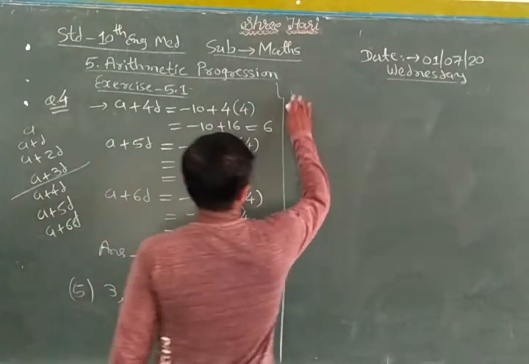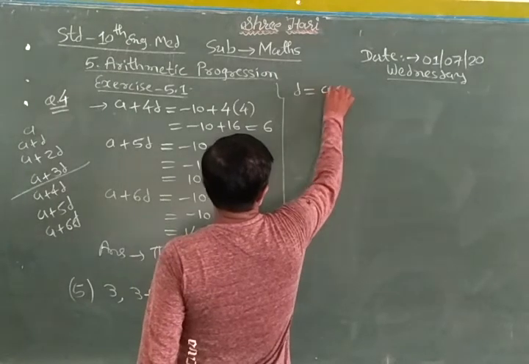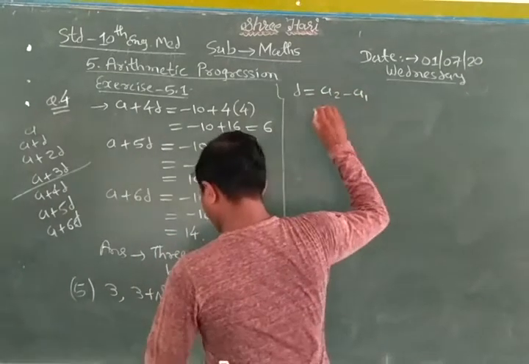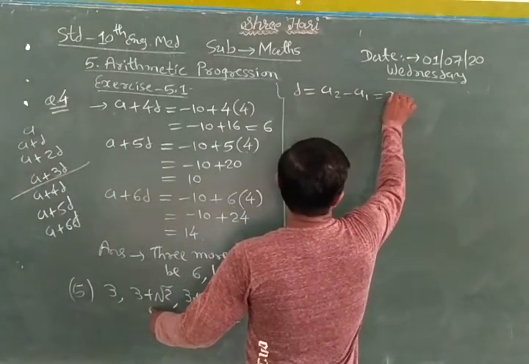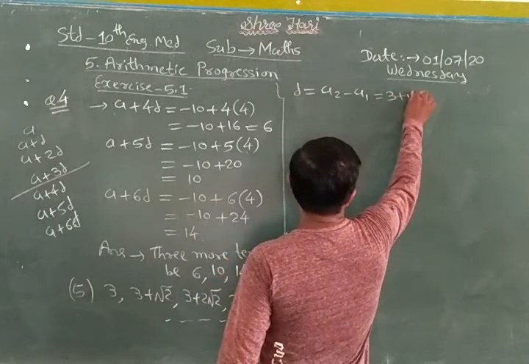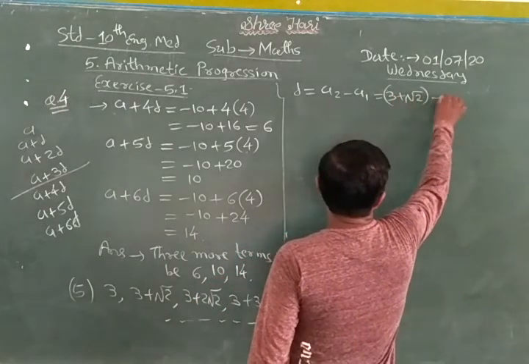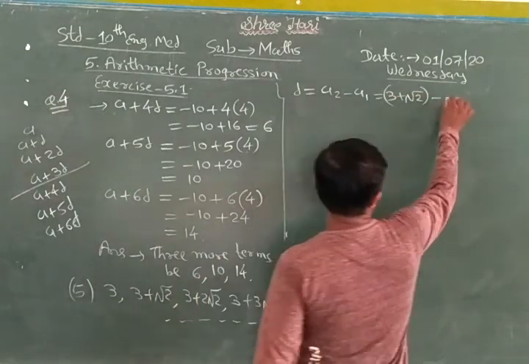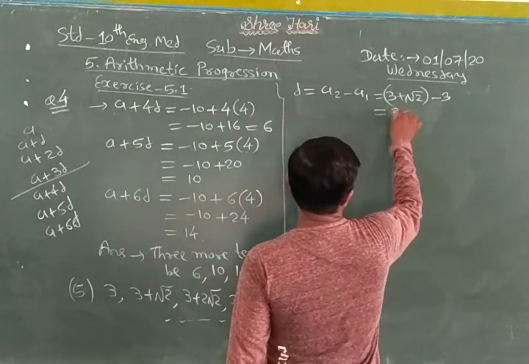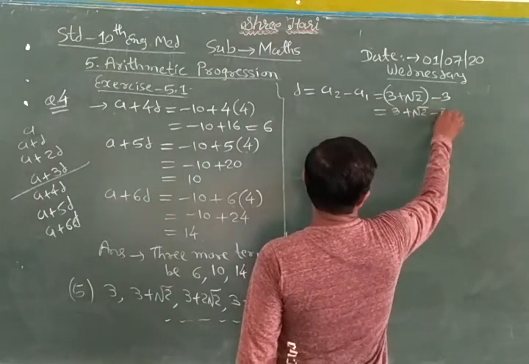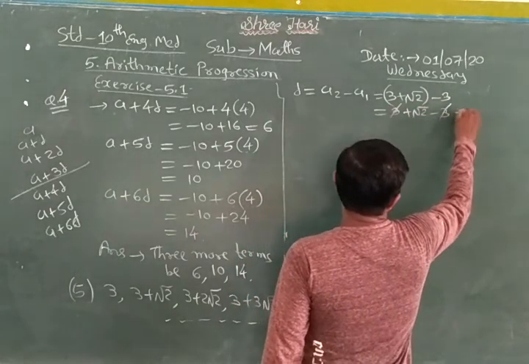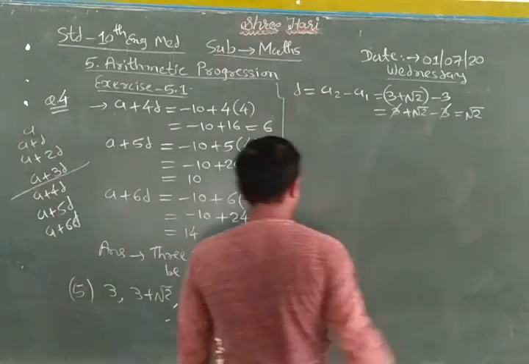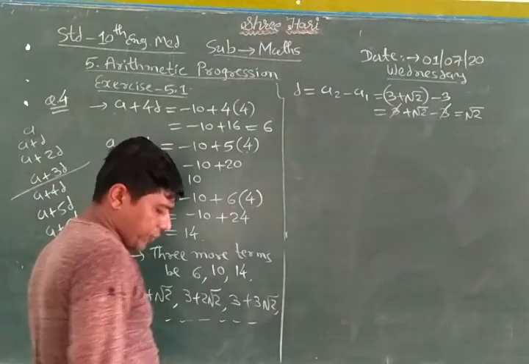So first, the common difference is A2 minus A1. A2 is 3 plus root 2 minus A1, 3. Open the bracket: 3 plus root 2 minus 3. 3 cancels, the answer is root 2. Okay, now find out this.